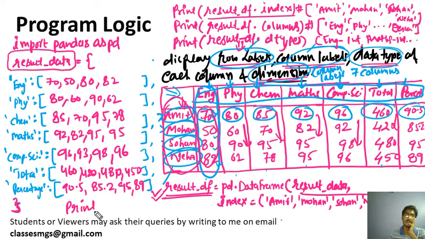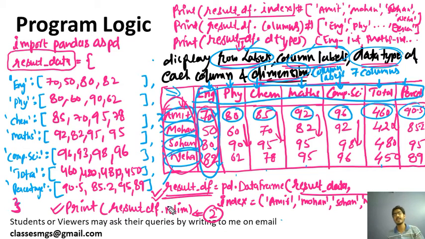I am writing here because of the space. So print result_df.ndim. The ndim attribute will print the dimension of this particular data frame, so it will return 2-dimensional. Okay, so we have covered the logic. I have told you how to create the data frame using a given table. Then I have shown you how to print these attributes that were asked in the question. We will see some of the additional attributes while I am executing this on the editor.